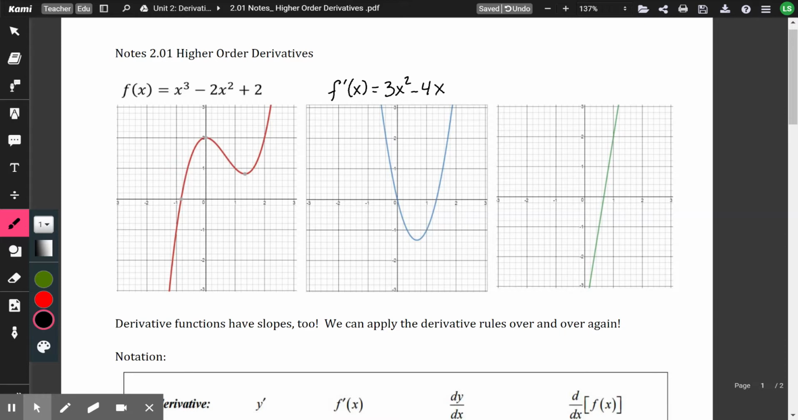Now, that quadratic function is, in fact, a function. It's going to have tangent lines that can be drawn at any point along its curve. So that means that this quadratic can also have a derivative taken. We can take the derivative of that first derivative. When we apply the power rule again, we're going to end up with a function that looks like 6x minus 4, or a linear function. So the idea behind higher order derivatives is that we're allowed to continue to apply these derivative rules over and over again for as many times as needed to come up with more and more derivatives of the original function.